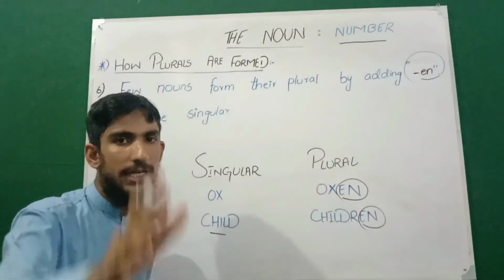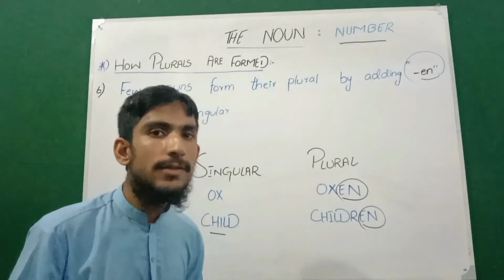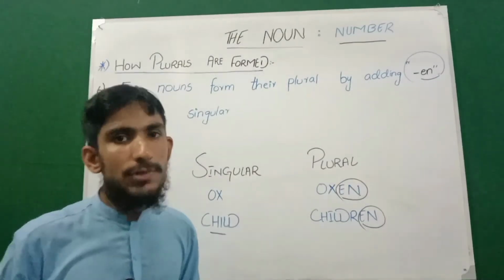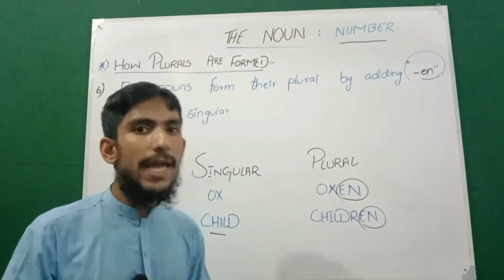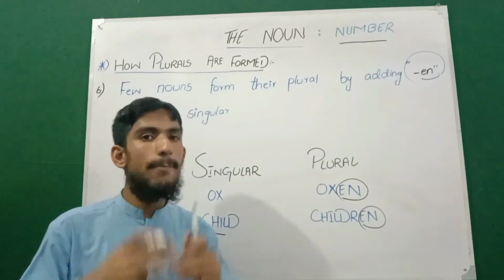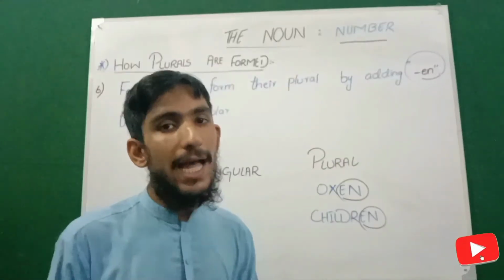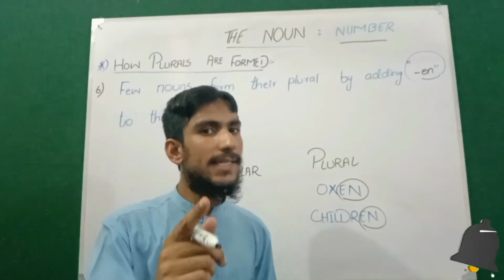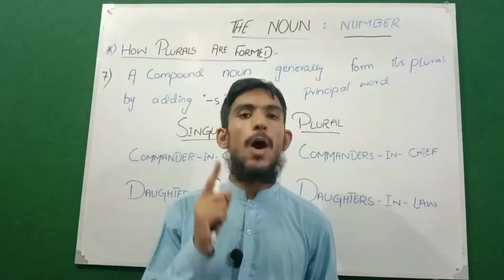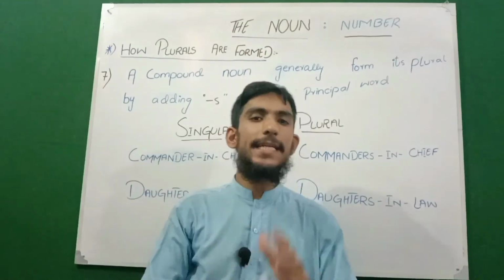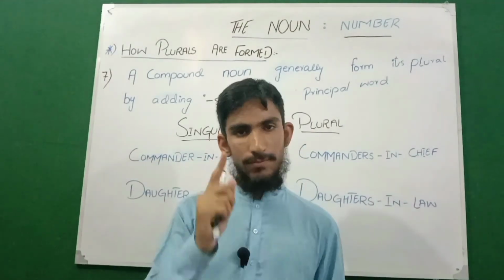So what is the sixth technique? In the sixth technique, we have learned that a few nouns form their plural by just adding en to their singular. As a result, their plurals are formed. For example, ox, oxen; child, children. Now we will discuss the seventh technique of how plurals are formed from the singular.